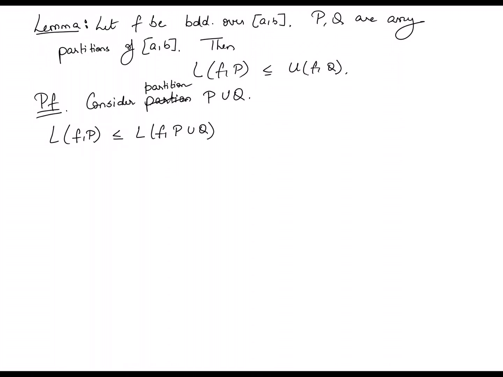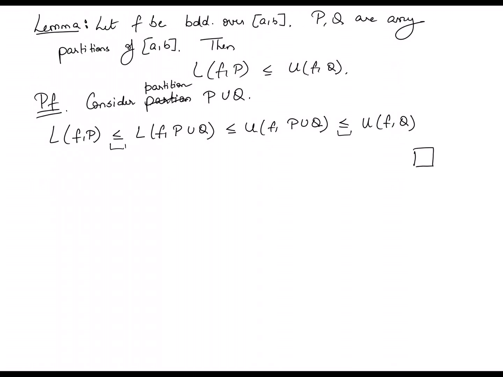Now L over this union is of course going to be less than or equal to U over this union, and since the union is a finer partition than Q, well, this is going to be further upper bounded by U of f,Q, right? Because for this inequality, what matters is that when you make the partition finer, the upper sum decreases. For this inequality, you use the fact that as you make the partition finer, the lower sum increases, right? Patch these two together and you're done, right?